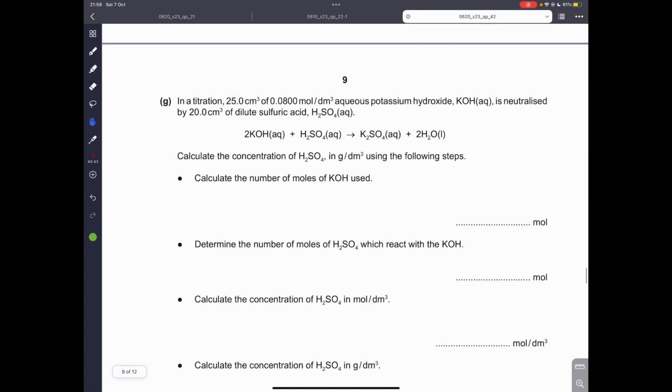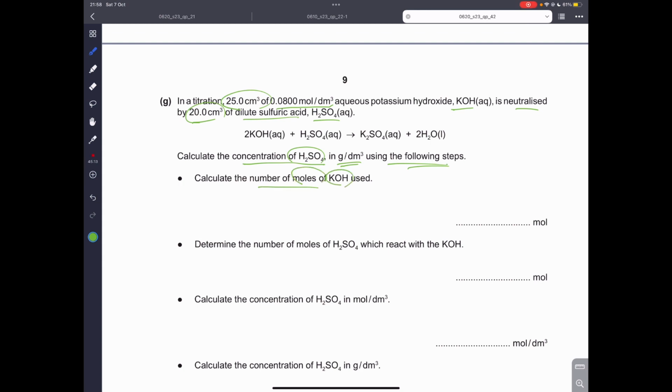In a titration, 25 cm cubed of 0.08 moles per dm cubed potassium hydroxide is neutralized by 20 cm cubed of sulfuric acid, H2SO4. Now we have to calculate the concentration of sulfuric acid in grams per dm cubed, and use the following steps. We just have to follow the instructions. It's really easy. You have to remember the mole formula. So let's get started. Find the number of moles of potassium hydroxide used.